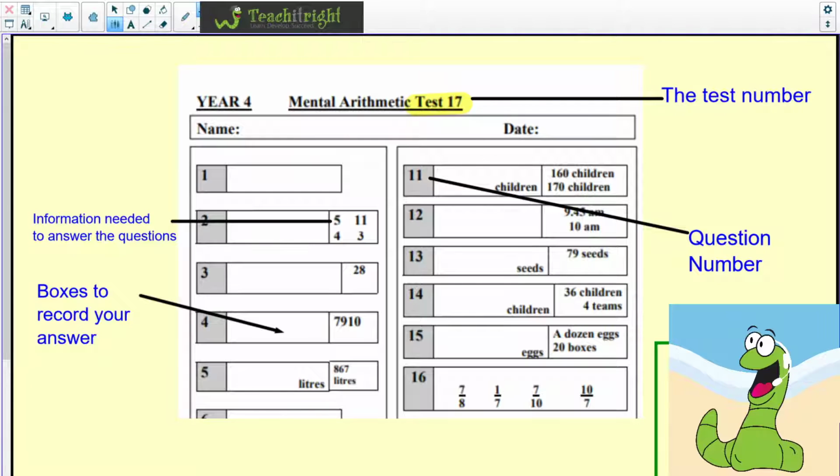Question 4. Write the number that is 100 more than 7,910. Write the number that is 100 more than 7,910. Question 5. Round 867 litres to the nearest 10 litres. Question 5. Round 867 litres to the nearest 10 litres.